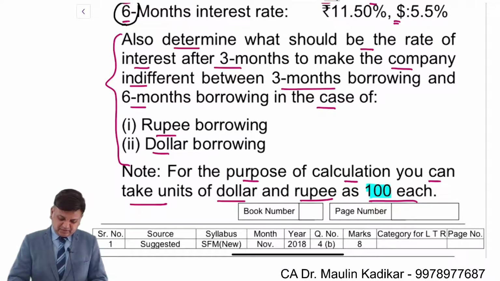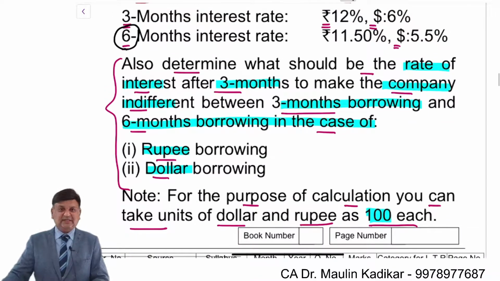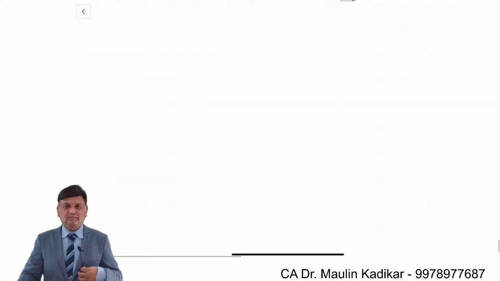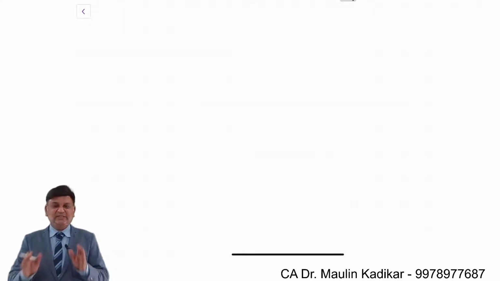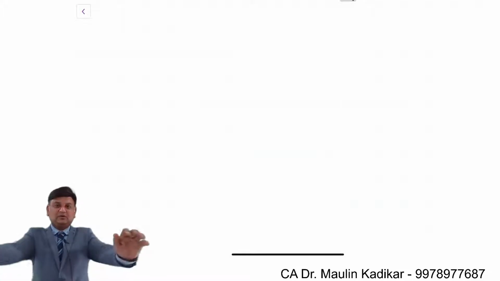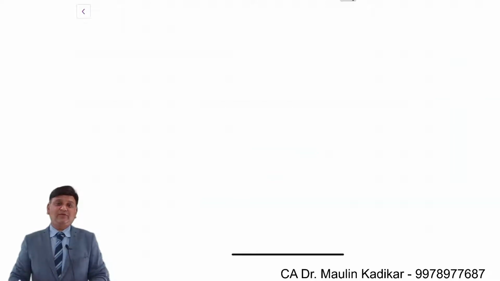Second part of the question. Also determine what should be the rate of interest after 3 months to make the company indifferent between 3 months borrowing and 6 months borrowing in case of rupee currency and in case of dollar currency. That is the question. So basically friends, over here we are required to compute the forward rate for 3 months.